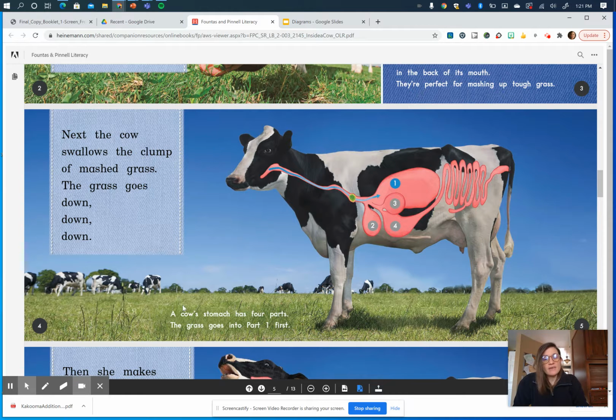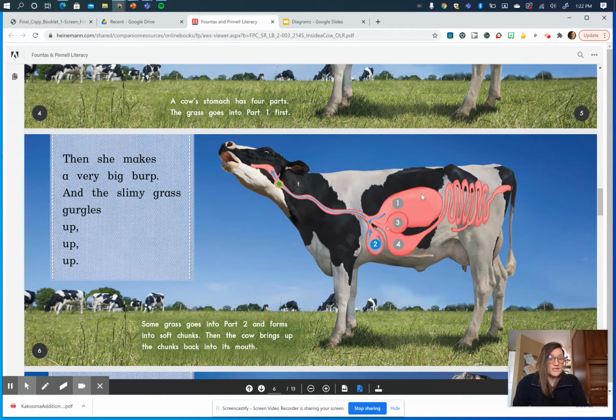So here we have a caption and a diagram. It's showing you once it chews the grass, it goes into one part of the stomach. Did you know a cow has 4 parts to its stomach? So this diagram shows you exactly where it would go.